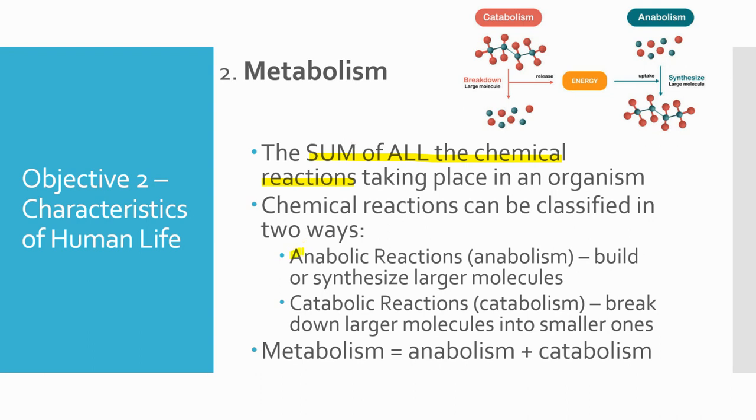We have two main types of metabolic reactions: anabolic and catabolic. Anabolic reactions build molecules, and catabolic reactions break molecules down. Anytime we build, we're storing energy. If we're making proteins, we're building muscle. Catabolic reactions release energy, like in the process of digestion, where we're breaking down our foods. Together, both the building and the breaking make up metabolism as a whole.